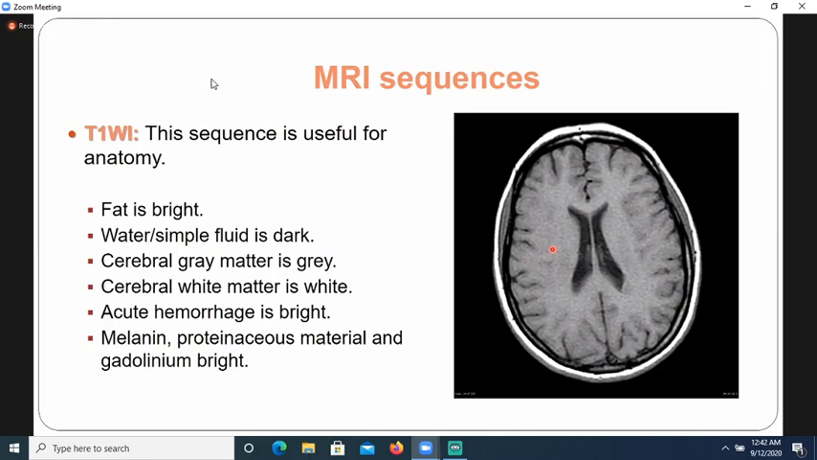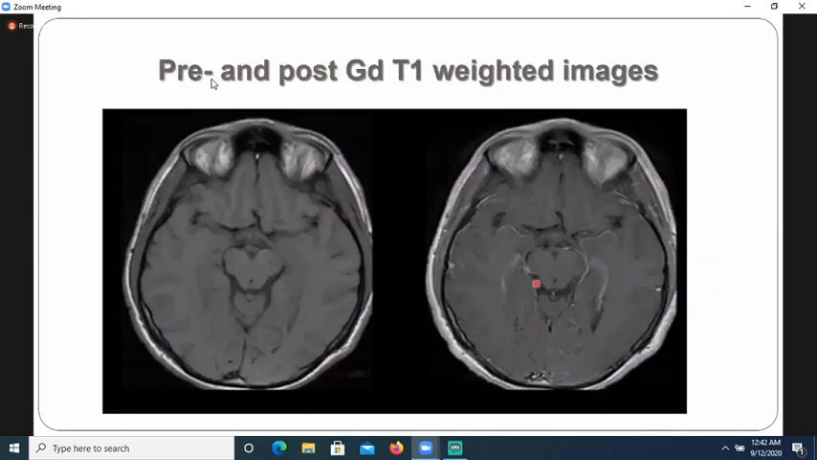This is also a T1 weighted image. This is the post contrast T1 weighted image. How can we differentiate post gadolinium? This is T1. We cannot see these vessels. You see, these white lines are going there and there. These are the vessels. Whenever we see these vessels, it is a post contrast image. So these are the vessels which are highlighted by the gadolinium contrast. So this is the post contrast, this is the plain T1 weighted image.